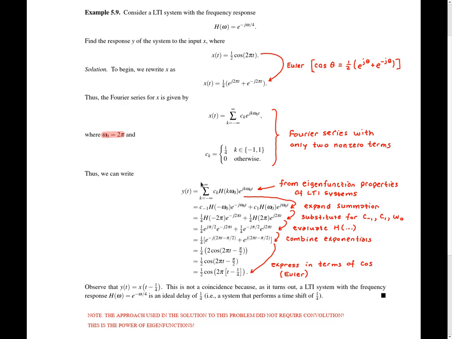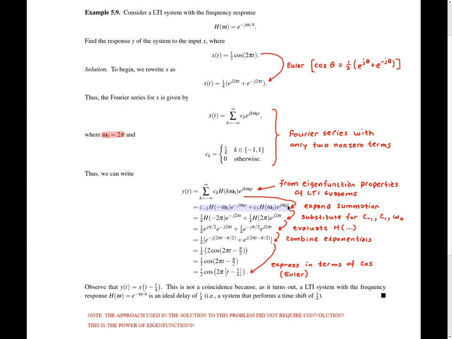To find the output of the system, y, all we need to do is take the Fourier series that we have for the input, and each of these terms we need to multiply by the eigenvalue that goes with the eigenfunction e to the jk omega naught t. In other words, we need to insert this multiplicative factor, H of k omega naught, into the formula. So this gives us the output of the system, and all we need to do is just evaluate this Fourier series summation. So the first thing we can do is expand out this summation in terms of the two non-zero terms that we have. This gives us the next line here.